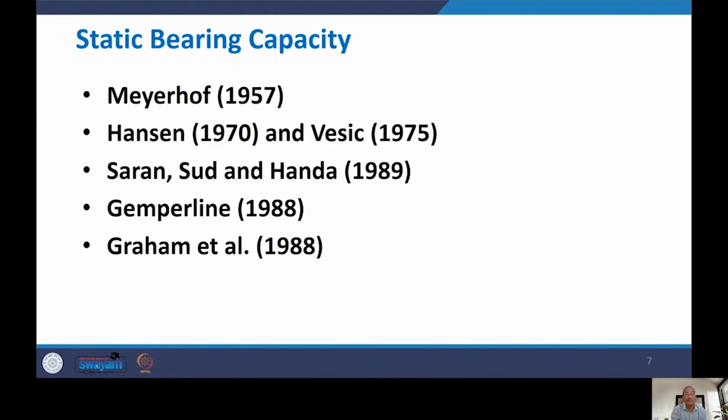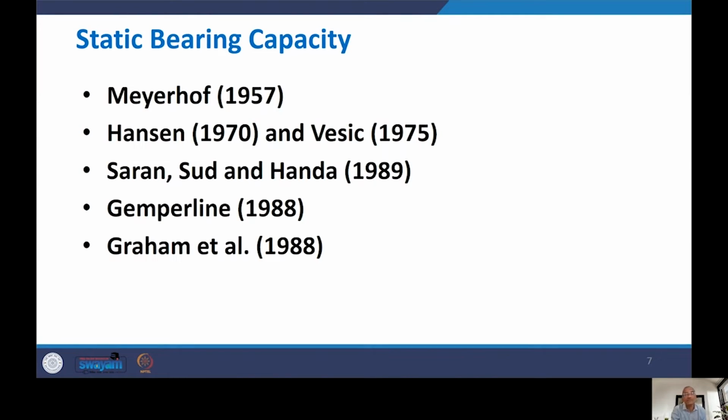Then some work was done by Gemperline using the centrifuge test, 1988. We are going to talk about that. And finally, Graham et al. also gave some charts to account for the effect of slopes on the bearing capacity of foundations. So let's discuss one by one.